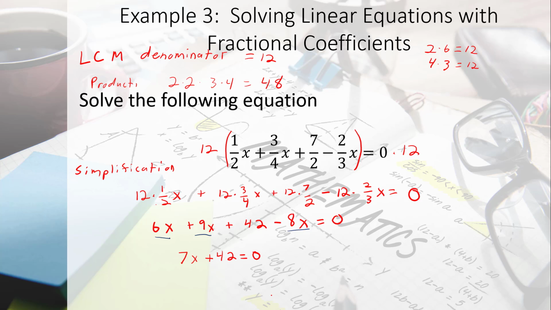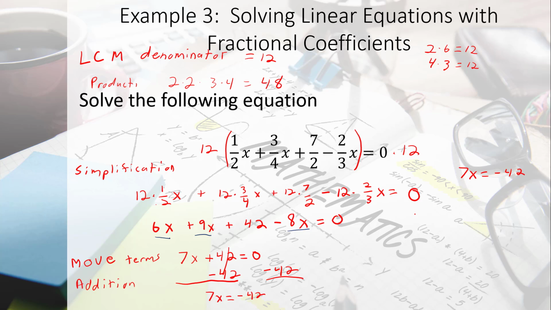Once we've made it this far, now we're on to addition because we want to move this term over here. So we want to add 42 to both sides. No, we want to subtract 42 from both sides of the equation. So we want to subtract 42 here and subtract 42 here. And if we do, these conveniently cancel. We have 7x is equal to negative 42.